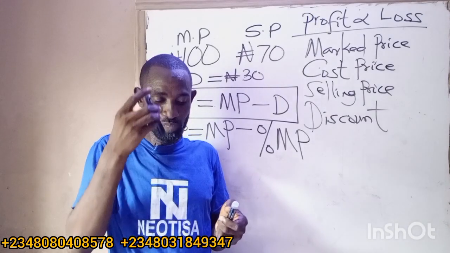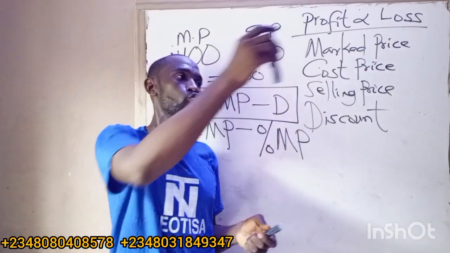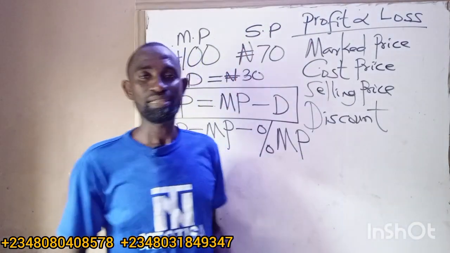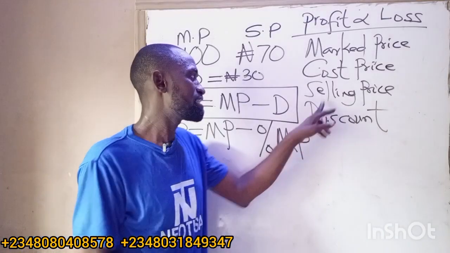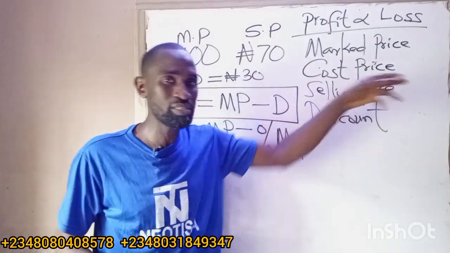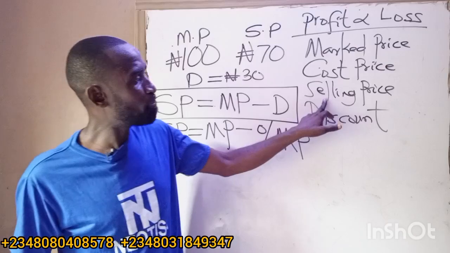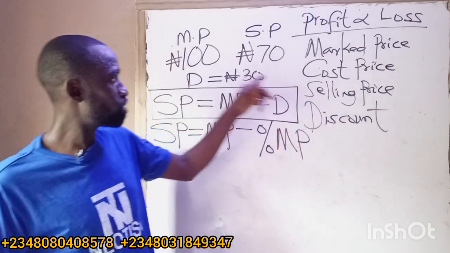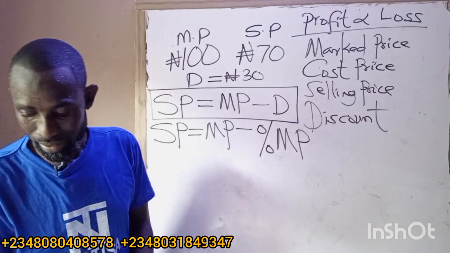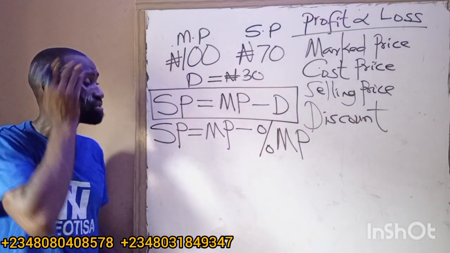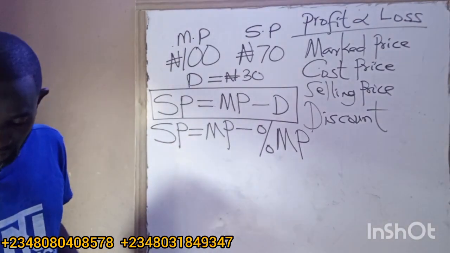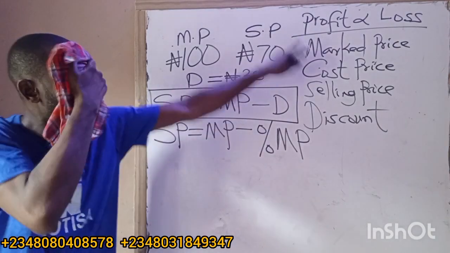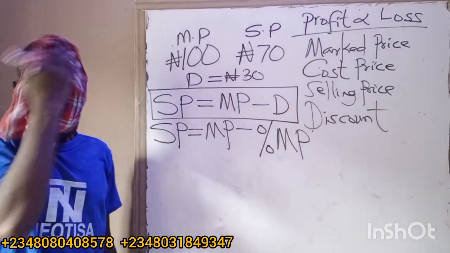To the seller it is the selling price, but to the buyer it is the cost price. So cost price is the price at which an item is purchased or bought. Selling price is the price at which an item is sold. Discount is the reduction in mark price. Are you with me? That is what you are supposed to know under profit and loss. These are the things that you must know under profit and loss.